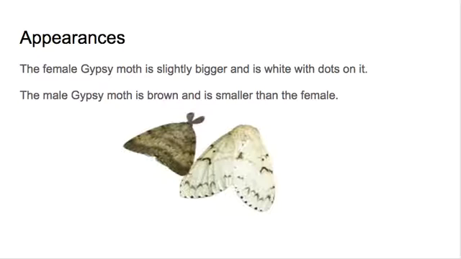Appearances. The female gypsy moth is slightly bigger and is white with dots on it. The male gypsy moth is brown and is smaller than the female.